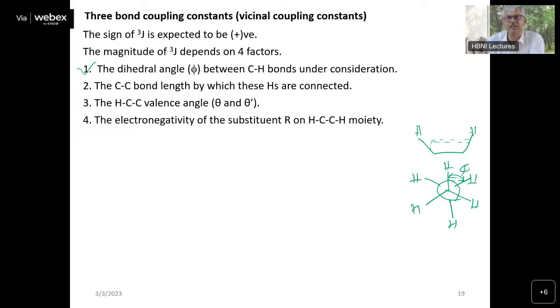The dihedral angle is not a fixed angle because there is free rotation about the carbon-carbon single bond, so the dihedral angle changes. But in the case of alkenes, this is more or less fixed. For saturated compounds, this dihedral angle is variable, but a particular conformation is more favored over the other conformations, depending on the substituent and the steric and electronic parameters.